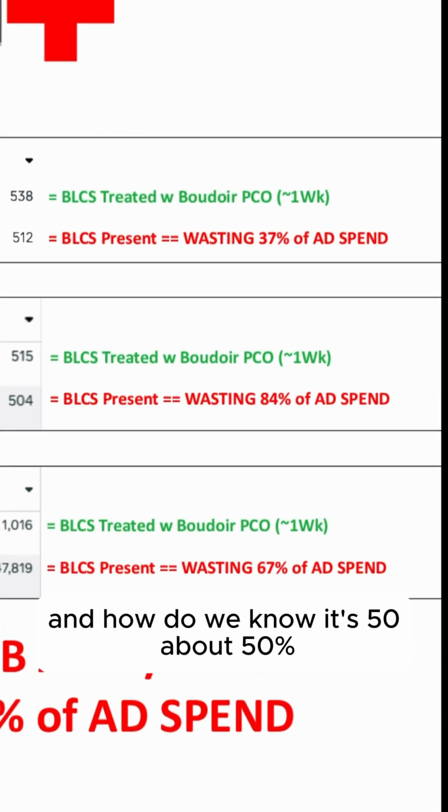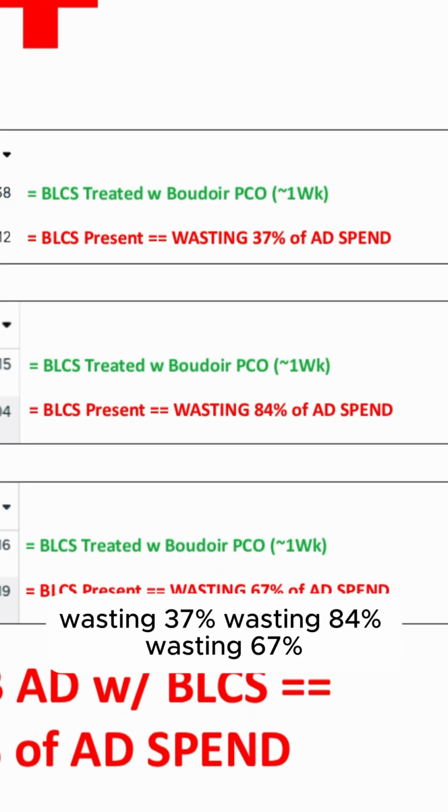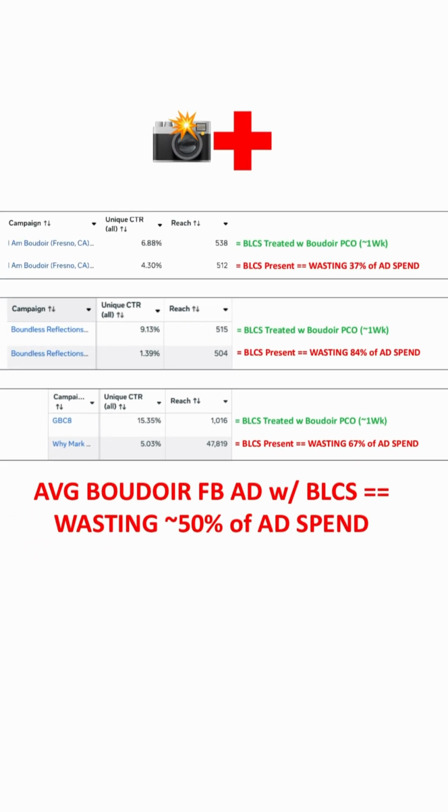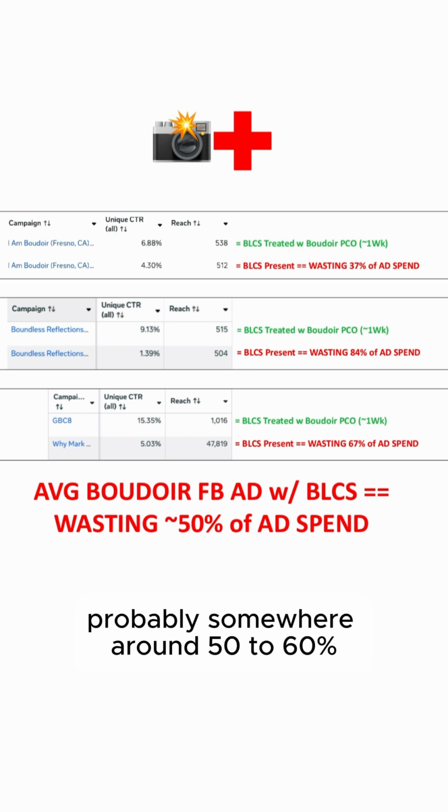And how do we know it's about 50%? I mean, look at these numbers. Wasting 37%, wasting 84%, wasting 67%. The average of that, probably somewhere around 50 to 60%.